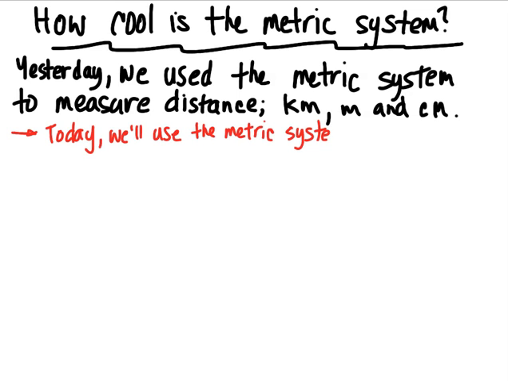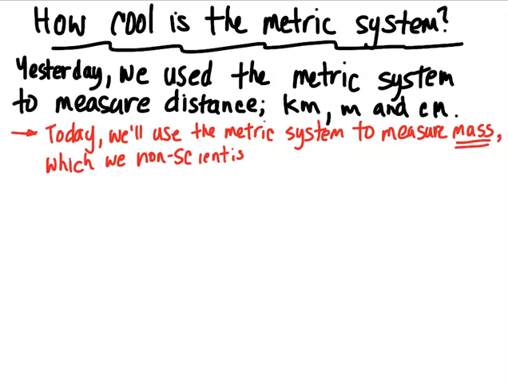Today, we'll use the metric system to measure mass, which we non-scientists call weight. Yes, I'd love to fancy myself a scientist, but I'm really not because I don't do any research. So mass and weight are kind of terms that are interchangeable, which means you can kind of flip-flop one for the other.